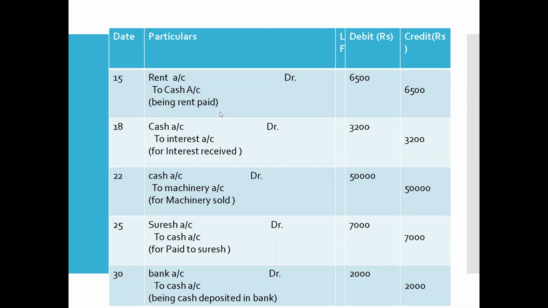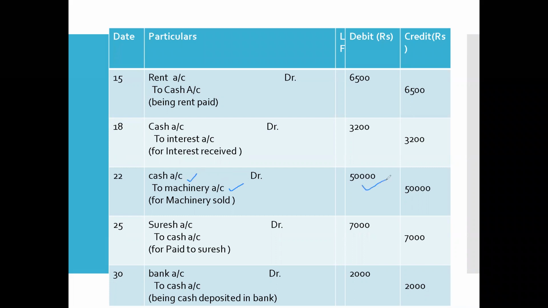So next entry is machinery sold. So machinery has been sold, that means machinery is going out of the organization. Credit what goes out, and machinery is being sold, so the company must have received some cash for that. So the journal entry would be cash account debit to machinery account for 50,000.